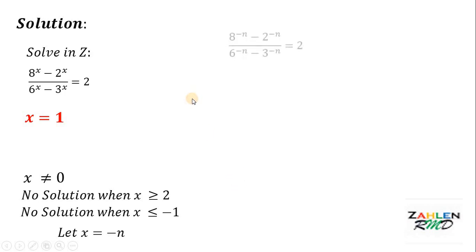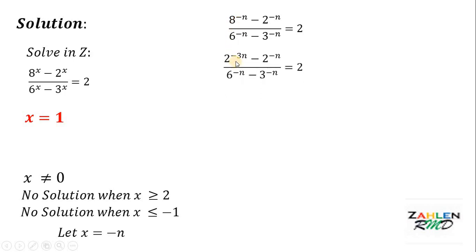If we do that, our equation now becomes 8 raised to negative n minus 2 raised to negative n all over 6 raised to negative n minus 3 raised to negative n equals 2. Now simplify, 8 becomes 2 raised to 3, so therefore we have 2 raised to negative 3n. Next, factor out 2 raised to negative n on the numerator and 3 raised to negative n on the denominator. If we do that, we get 2 raised to negative n multiplied by 2 raised to negative 2n minus 1 all over 3 raised to negative n multiplied by 2 raised to negative n minus 1 equals 2.